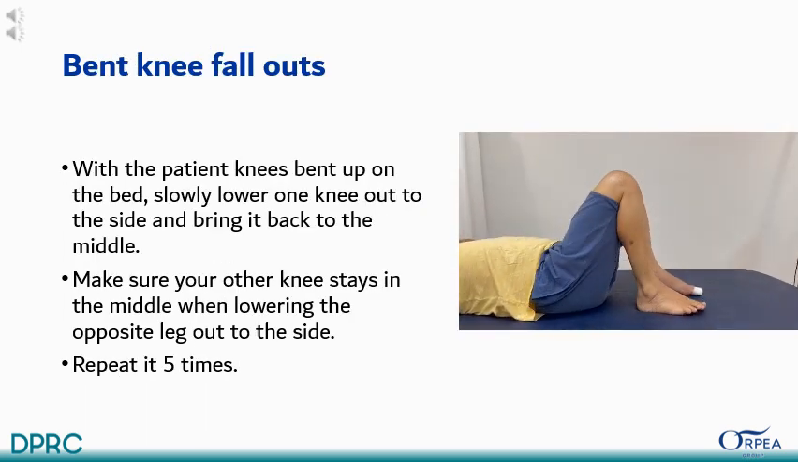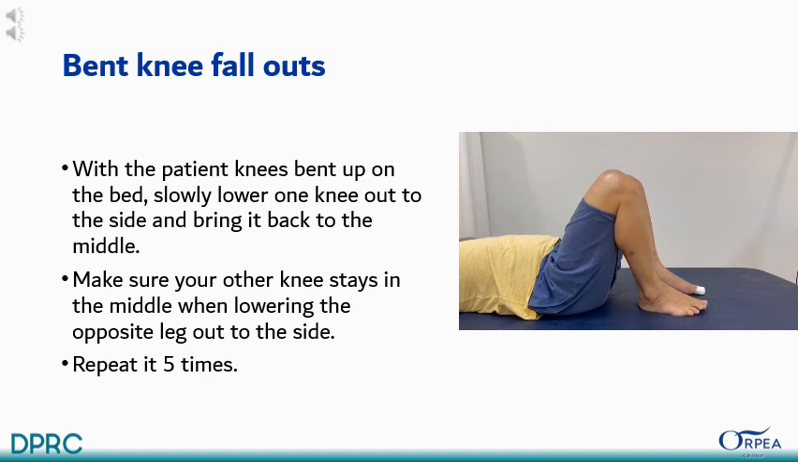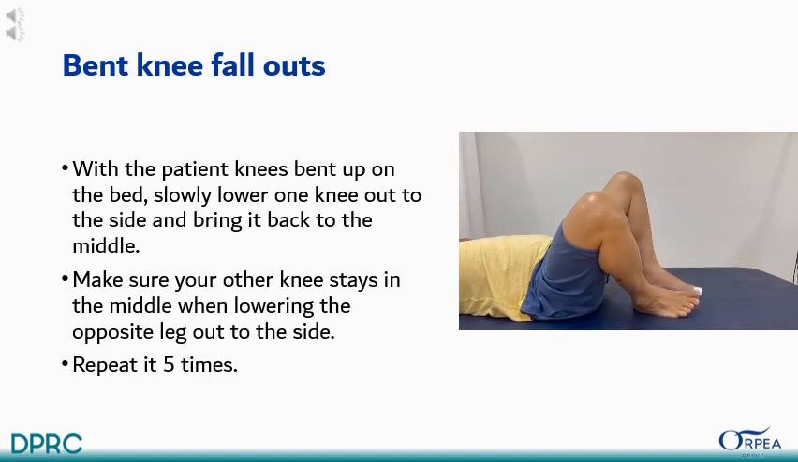Bent knee fallouts. With the patient's knees bent up on the bed, slowly lower one knee out to the side and bring it back to the middle. Make sure the other knee stays in the middle when lowering the opposite leg out to the side. Repeat it 5 times.